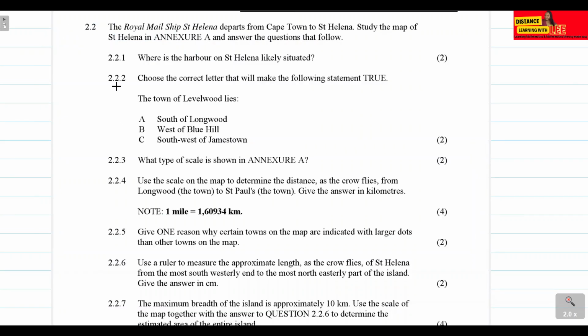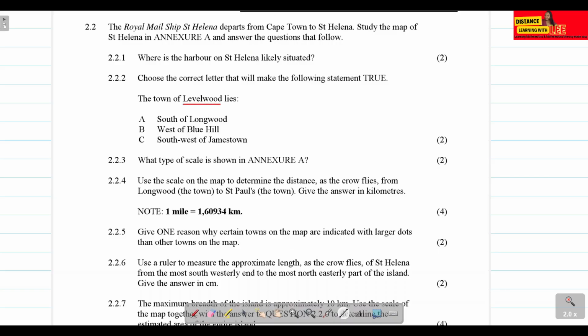Let's have a look at the next question. Question 2.2.2. Choose the correct letter that will make the following statement true. The town of Levelwood lies. Does the town of Levelwood lie south of Longwood? Does it lie west of Blue Hill? Or does it lie southwest of Jamestown? So the first thing we need to establish is where is the town of Levelwood?